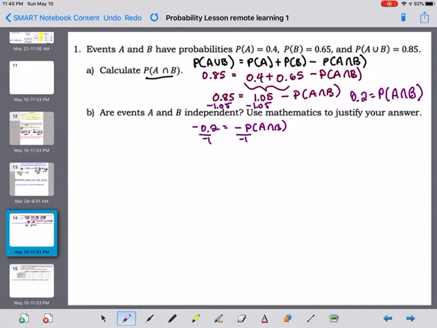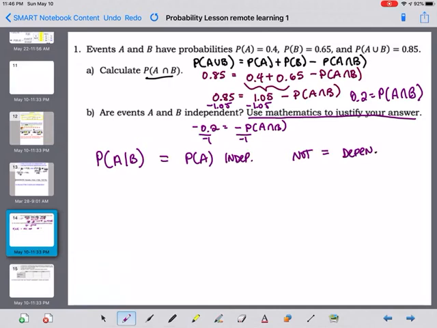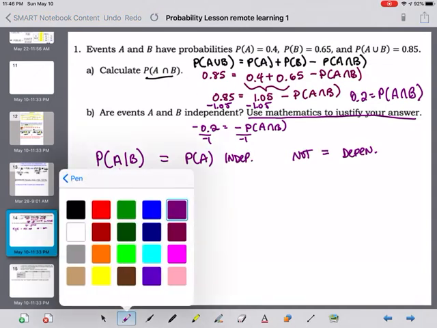Okay. Now, are the events A and B independent? So we have to use mathematics to justify our answer, and they ask this on the Regents all the time. So that means we're going to use the formula. So we want to say the probability of A given B, and we want to find the probability of A. If these two things are equal to each other, then it's independent. If they're not equal to each other, then it's dependent. Okay? So let's figure it out now.